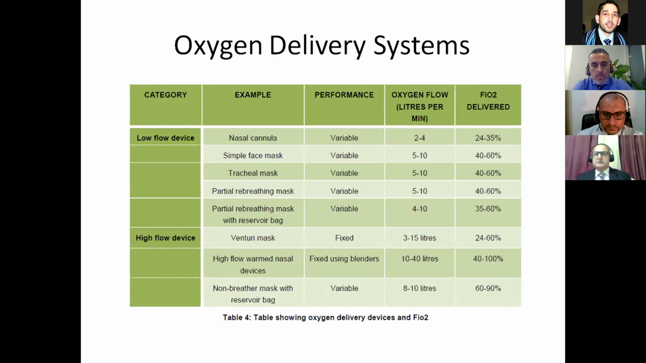Okay, now though there are a lot of devices here, the most commonly used ones are the nasal cannula, the simple face mask, the Venturi mask, and this is a new device, a high flow nasal oxygen device, which is a wonderful device, and it has helped us manage our COVID patients. And you have the non-rebreather mask with a reservoir bag, which will give you around 90% FiO2.